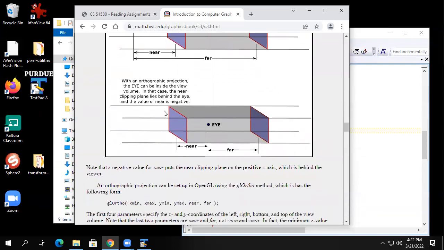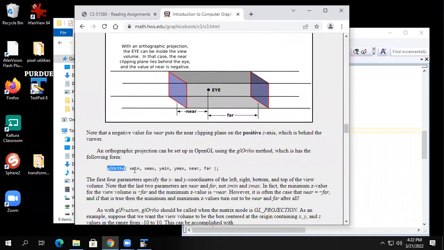Now, there's a function for setting up this red square. It's this function here. You give it the x, you say x min is the left side of that square. That's this left red edge. X max is the right. Most people usually call this left and right. He's being a little bit weird calling it x min and x max. Almost everybody calls it left and right. This y min, almost everybody calls it bottom. And this y max, almost everybody calls it top. Near is this and far is that.